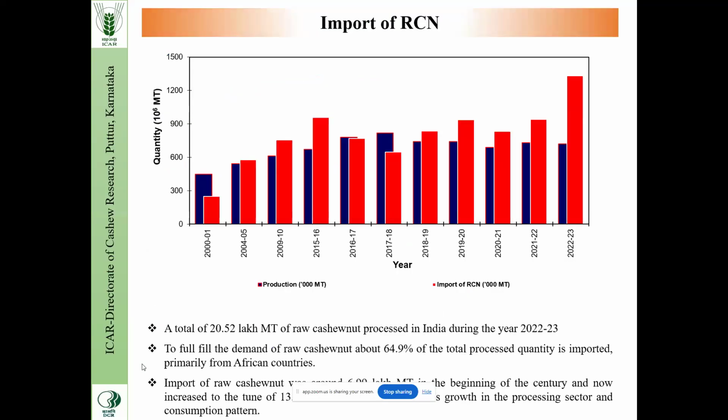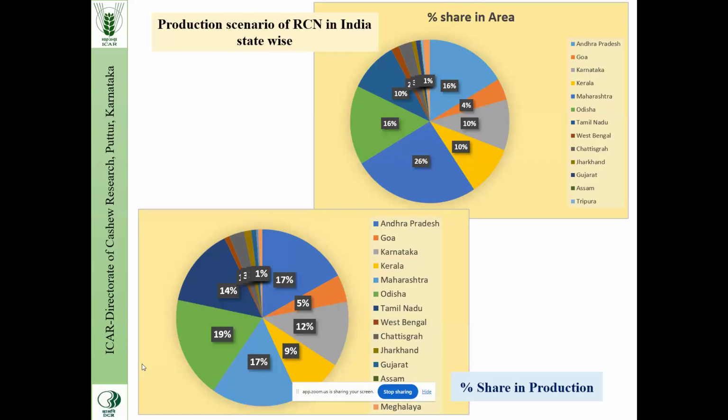If we see the import trend also, a total of 20.52 lakh metric tons of raw cashew nut was processed in India during the year 22-23. To fulfill the demand, about 64.9% of the total processed quantity is imported, primarily from West African countries. If we see the production scenario of raw cashew nut in India, state-wise, area-wise, Andhra Pradesh, Maharashtra, and Goa are in the topmost position. Next comes production: Andhra Pradesh, Goa and Karnataka. This chart is showing area as well as production state-wise.